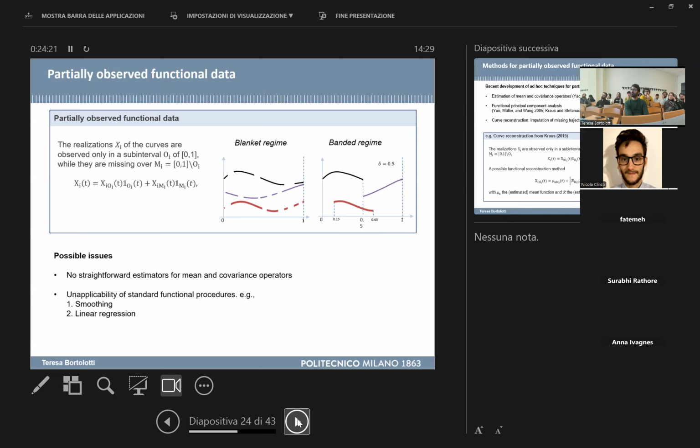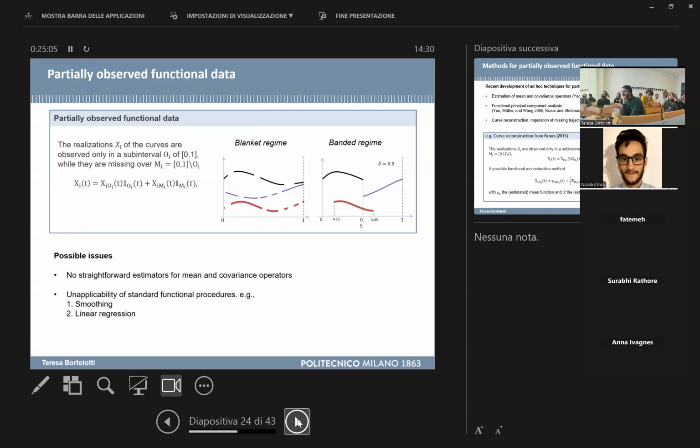There are possible regimes. Here I reported only two. The blanket regime is the regime where the pattern of missingness can happen anywhere and is not the same for the functional realizations. In this setting, it is typically easy to retrieve the estimators for the mean function and the covariance operator because you still have enough observations at each point and at each combination of points for the covariance kernel. In the bounded regime, you are assuming that each functional datum is observed only on a length delta of the domain, but this delta can happen anywhere.